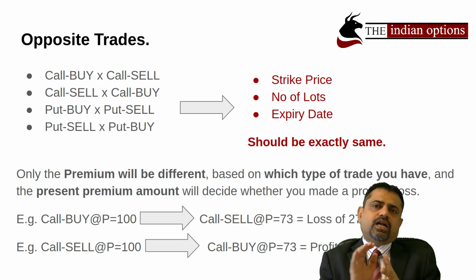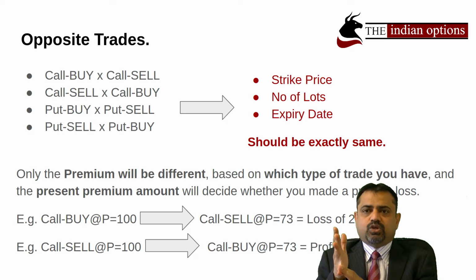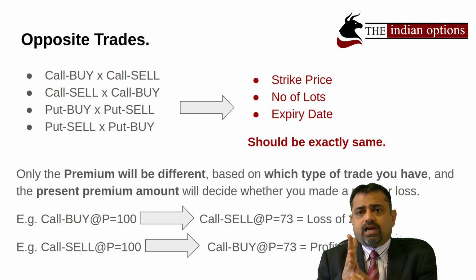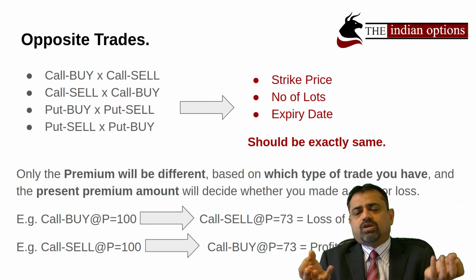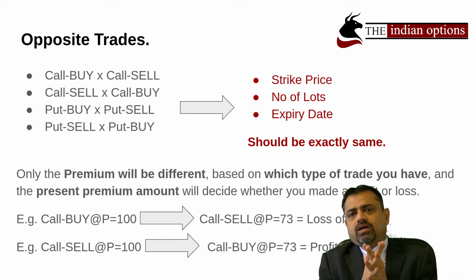The only condition when you open the opposite trade is that the strike price should be the same, the number of lots should be the same, and the expiry date should be the same. These three things should exactly match. Okay, and of course the premium will not be the same, because you are going to take a loss or profit based on whatever you have done.